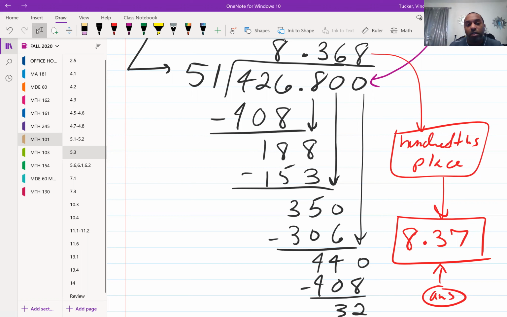Everybody good? Everybody straight? I came in late, so I was just wondering, did I miss anything? No, we just did it. We started at 5.2, so we just did add, subtract, and multiply, and divide decimals. Okay, thank you. Not a problem.